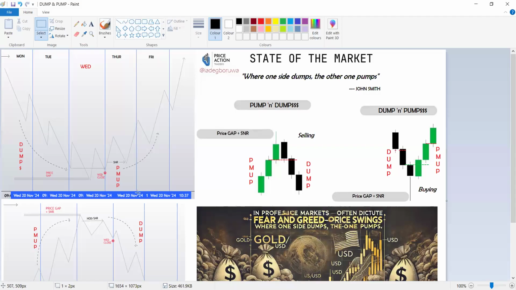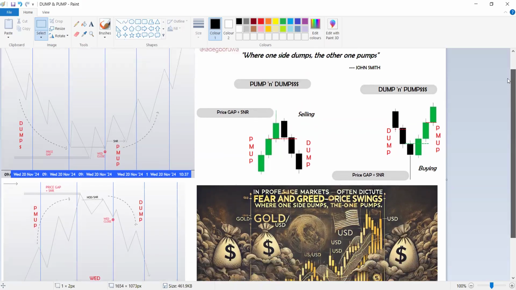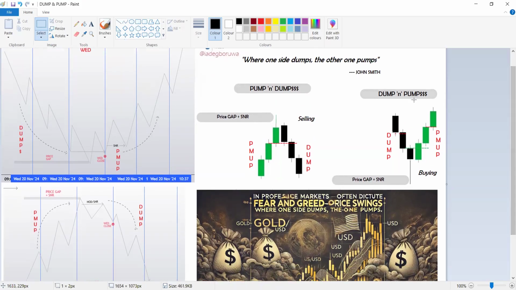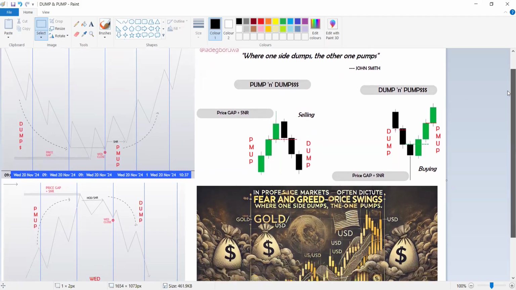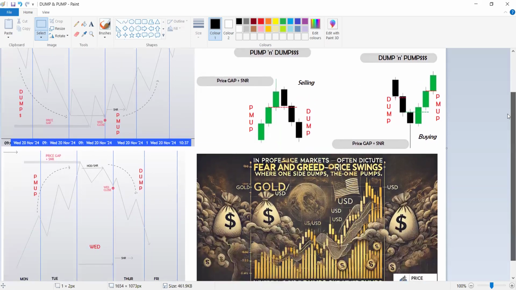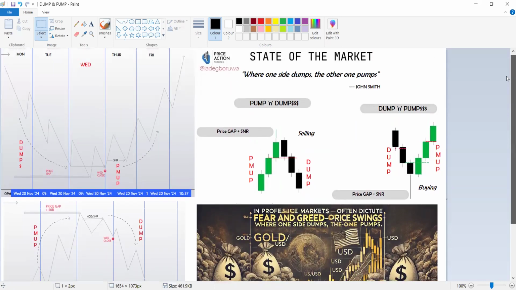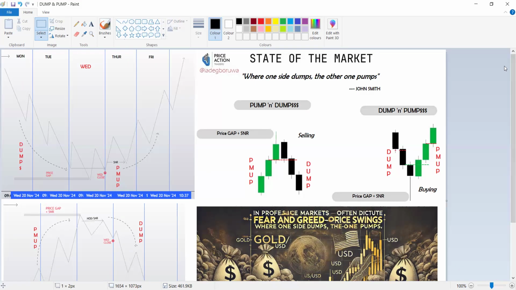So we say, according to one market technician, John Smith, that when one side dumps, the other one pumps, and when one pumps, another one dumps. So that is the same in the market. We can also look at this pump and dump scenario from the weekly activity, Monday to Friday.